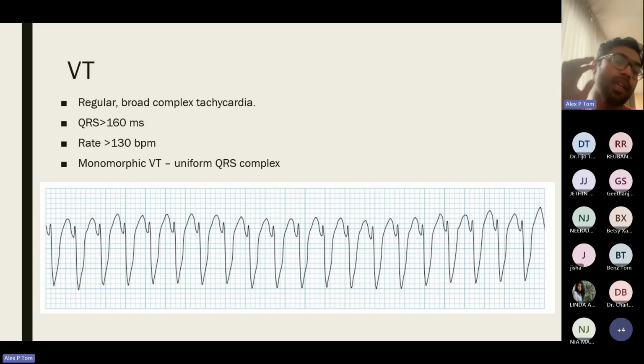Okay, so next is VT. Again, the most important part of this discussion. So, broad complex tachycardia, very regular, large QRS complex, larger than 160 milliseconds, and a high rate. This is how a monomorphic VT would look. Broad ones, that's ventricular tachycardia. It's very striking. This should just stay in your head. The minute you see this rhythm on the screen, that is it. You know it's a VT, and then you need to immediately manage it.